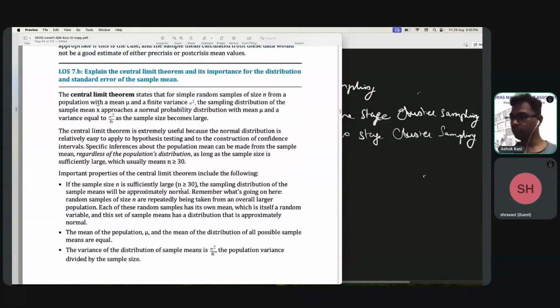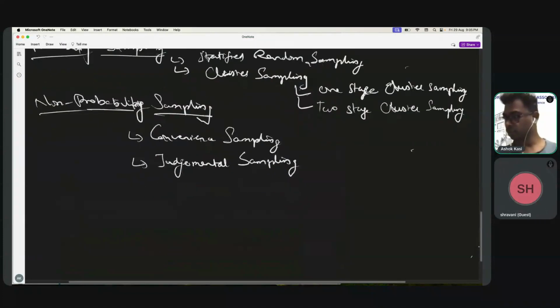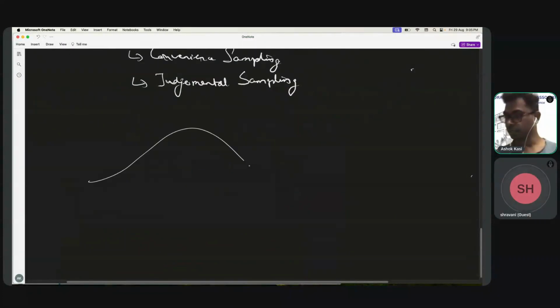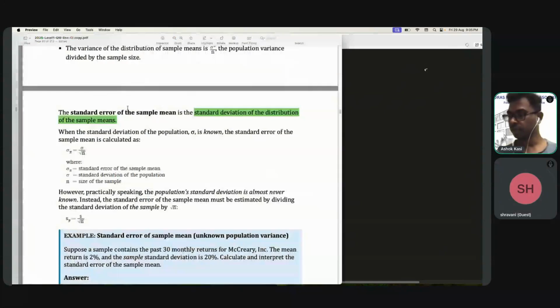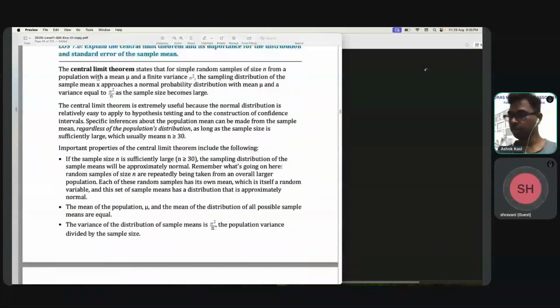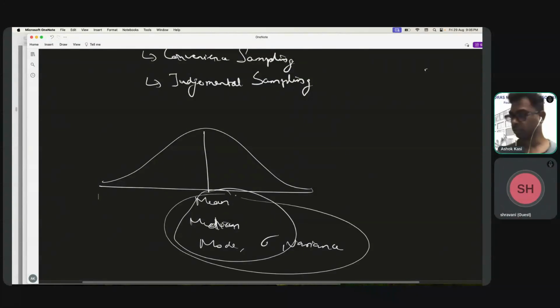Okay, central limit theorem. Remember when I was telling you about the Z score. We were learning about mean, median, mode. So the central limit theorem is basically about learning of data and about its mean, median, mode, standard deviation, variance. All these are called the central limit theorem.